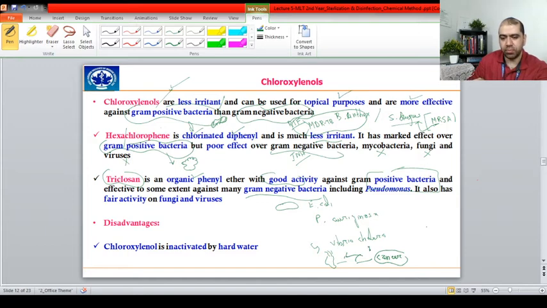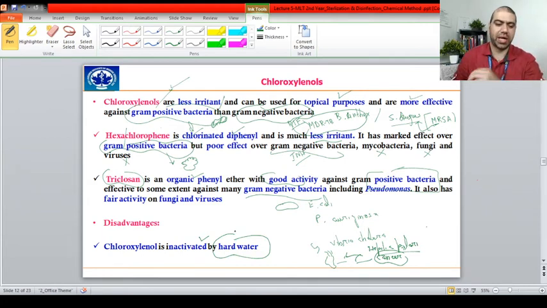Patients who have these kinds of stomach problems should do this H. pylori test. It has been found that it is involved in many kinds of stomach cancers. Now, what are the disadvantages of these chloroxylenols? The disadvantage is that they're inactivated by hard water. Hard water means it's not the water that comes to your tap.